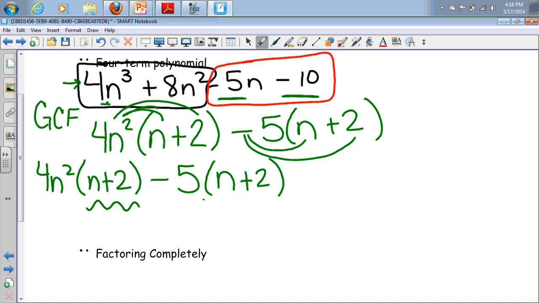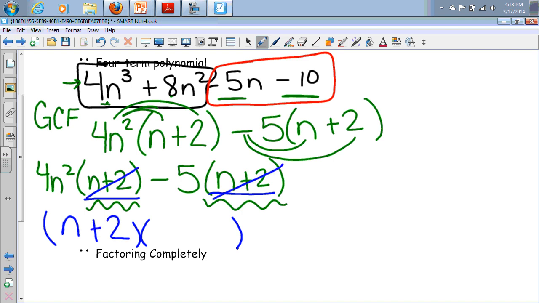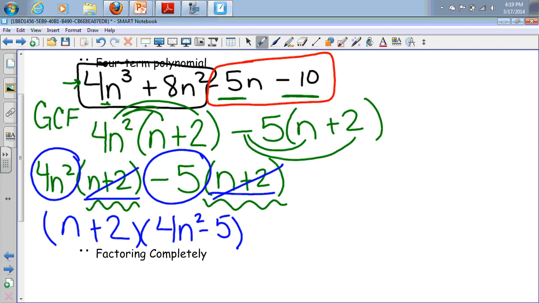These are the same. So when I get ready to write my double bubbles, one double bubble is what was the same, so n plus 2. My other double bubble is what was on the outside, the distributors: 4n squared minus 5. Factoring using double bubbles.